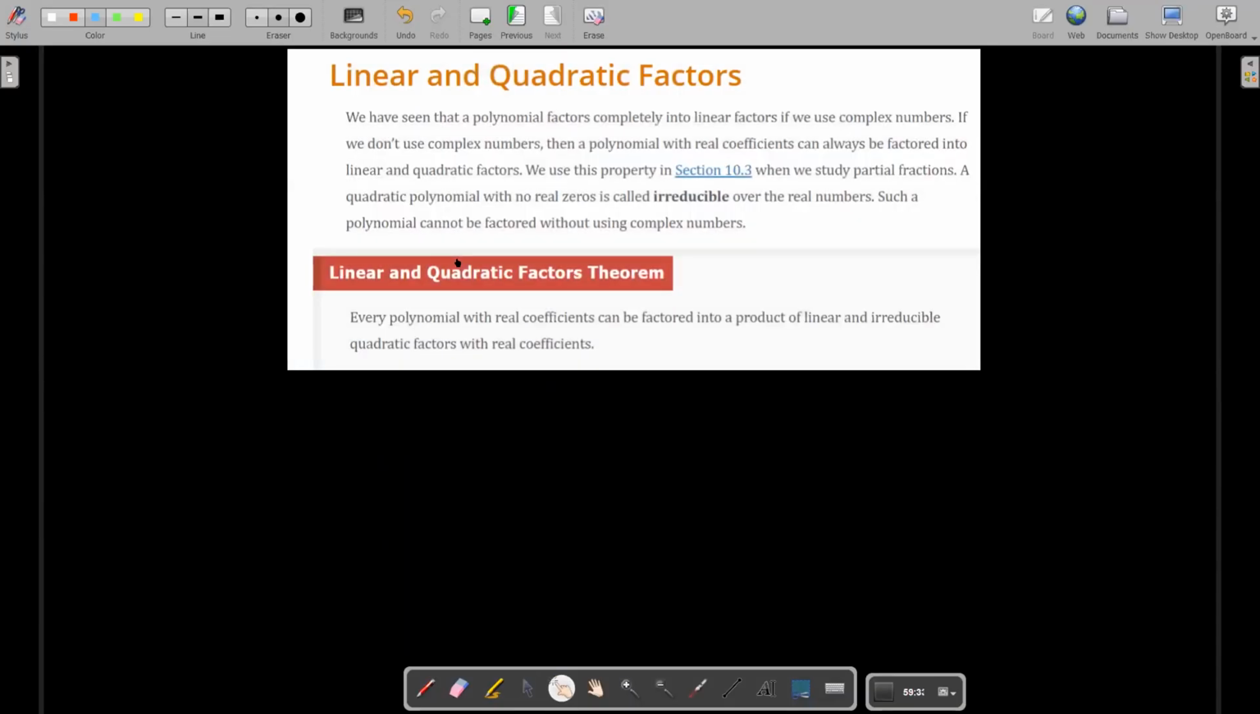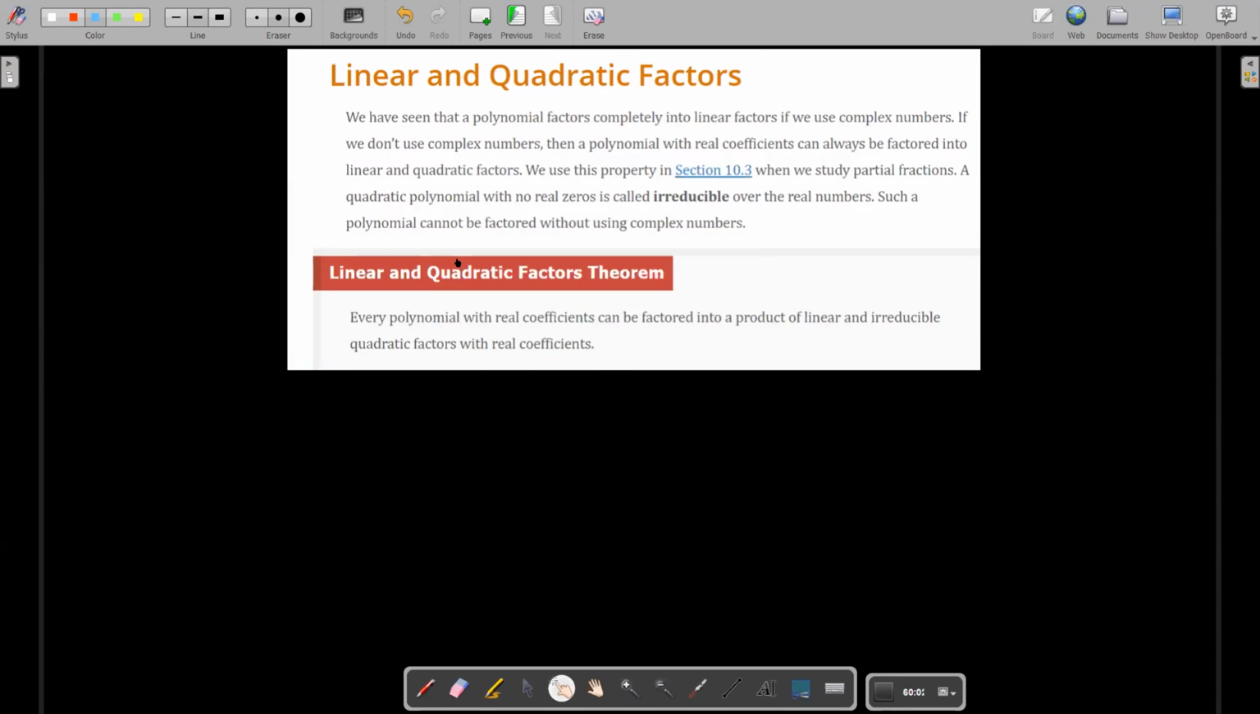We have seen that a polynomial factors completely into linear factors if we use complex numbers. If we don't use complex numbers, then a polynomial with real coefficients can always be factored into linear and quadratic factors, okay? Linear, again, being a line, being a first degree polynomial, right? X, just simply an X. And quadratic, of course, being X squared. We use a property in section 10.3. I don't know if we do 10.3, I'm sure we do.